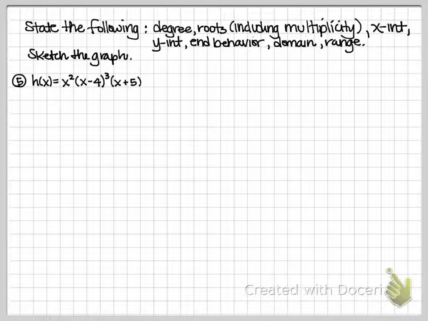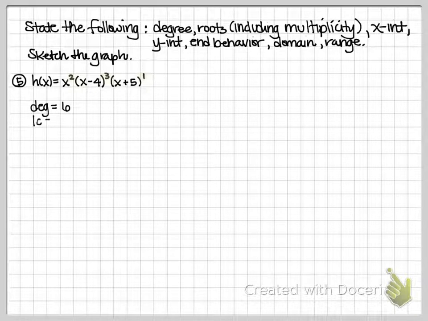So if I take a look here, I'm going to go through, I'm going to find the exponents on all of my x's since it is in factored form. Got a 2, a 3, and then there's nothing there, so remember that's technically a 1. All right, so my degree is going to be 2 plus 3 plus 1, which is 6.